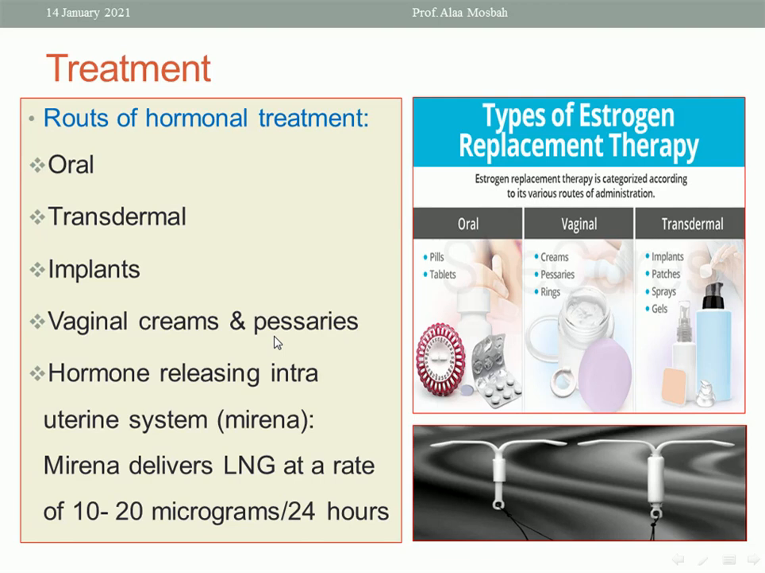This is the different routes as you see in the picture: oral, transdermal, implants, vaginal cream, pessaries, and intrauterine system releasing levonorgestrel. We have what's called Mirena or levonorgestrel releasing IUD. Okay, and there is special releasing intrauterine system for postmenopausal lady with a smaller size. As you see in the picture, this one is smaller than this one. This is for postmenopausal lady, and they release 10 microgram per 24 hour, while the bigger one release 20 microgram per 24 hour levonorgestrel.